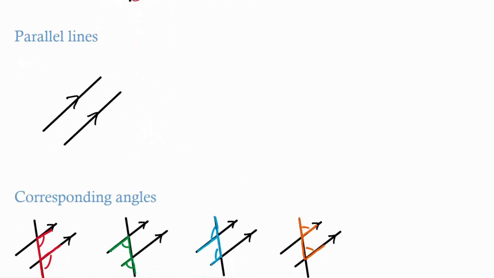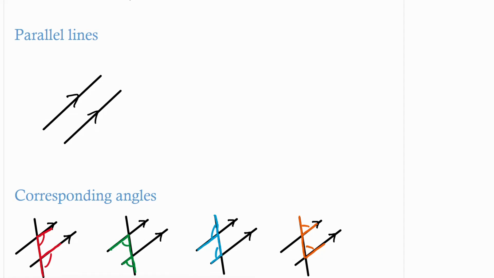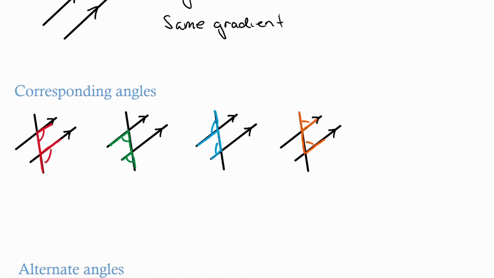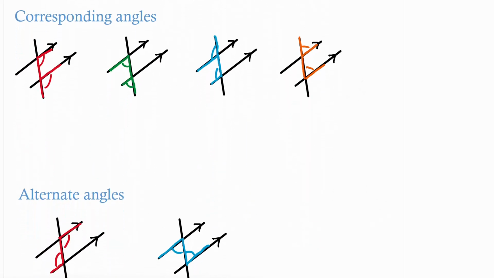Now, parallel lines are two lines that are parallel because they never intersect, right? They do not intersect ever. As long as they run on forever and ever, they're never going to reach each other. They also have the same gradient. Now, parallel lines give us certain properties that we can use.